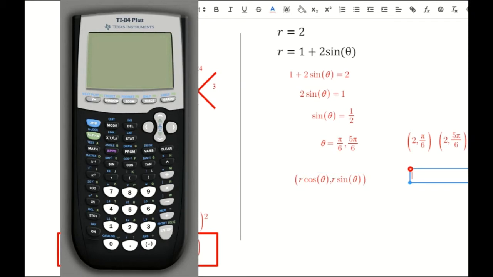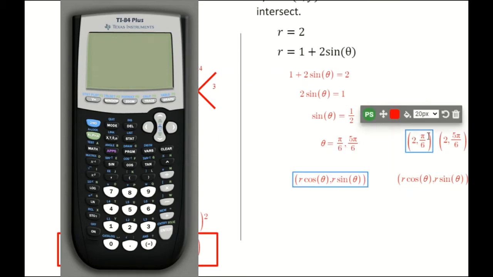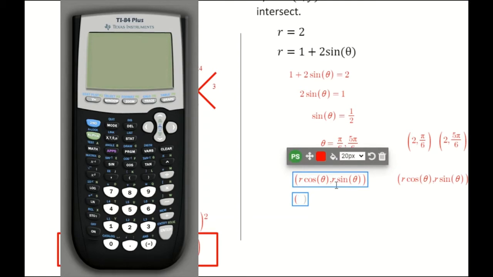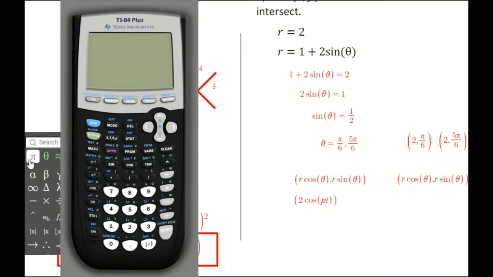Oh, nope, didn't like that. Come on, Cami. There we go. All right, so we'll start with this first point, 2 comma pi over 6, where the r is 2 and the theta is pi over 6. So we're going to type that in. It'll be 2 times cosine of pi over 6. Okay, Cami, just work with me here. Come on. There we go. I'm going to copy that over because I'm going to have to type it a bunch of times. Okay, so cosine of pi over 6, and then my y-coordinate will be 2 times sine of pi over 6.